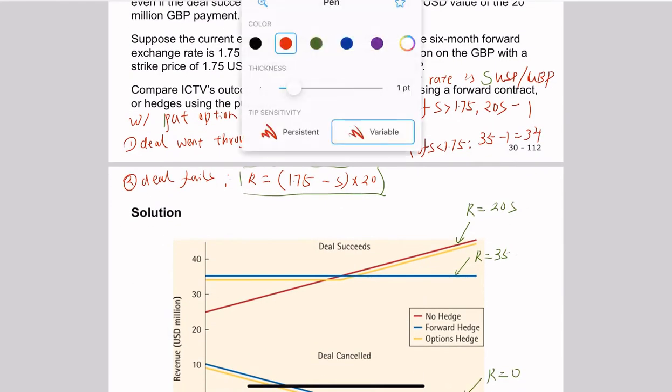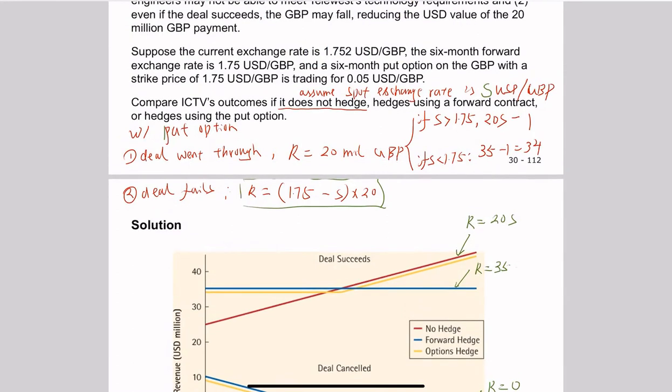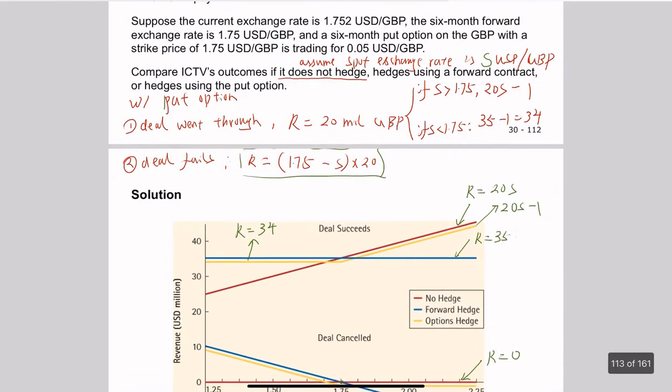Okay, now let's first mark these lines. So for this section, revenue equals 34. And for this section, it's given by 20S minus 1, right? S is just the spot exchange rate. Okay, now what about the case if the deal fails?